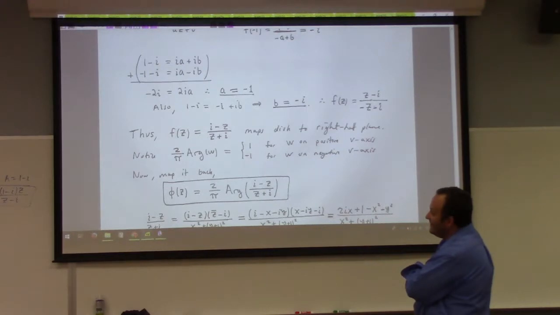So I had 2 over pi times the argument of that, but then I also on the top had multiplied by minus 1 plus i, and on the bottom minus 1 minus i. And then completely separate from that term, minus 1.